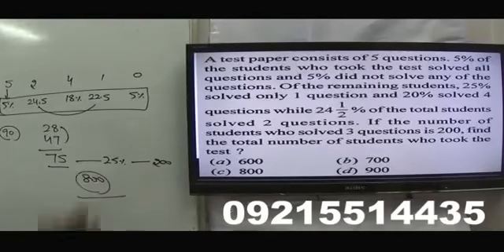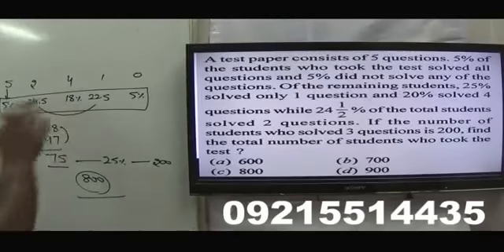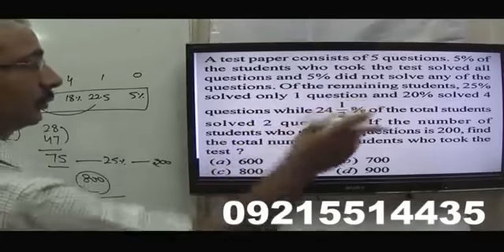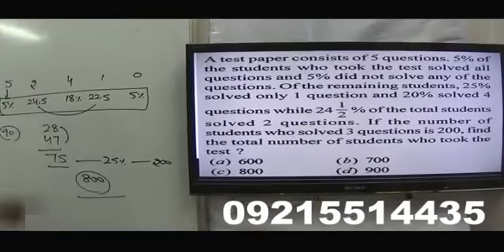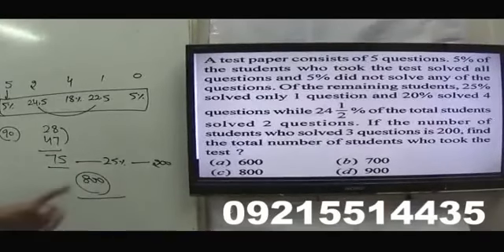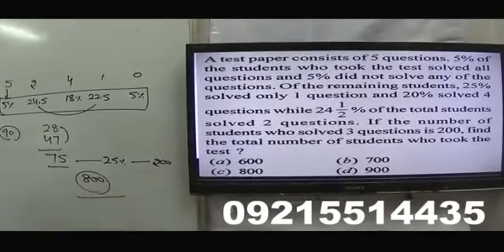25% solved only 1, that is 22.5. 20% solved 4 questions, that is 18. And after that 24.5% of the total students, meaning out of 100, 24.5. I have taken that. Now I can say my total is 100 and they have solved 1, 2, 4, 5 and 0. What is left? 25%. So I can say 25% of the total students is 200, and I can find my answer. My answer is C, 800.